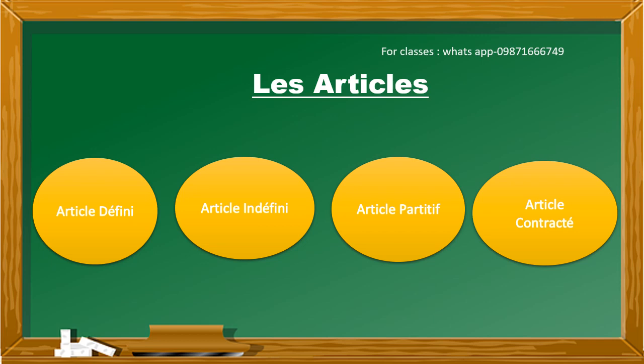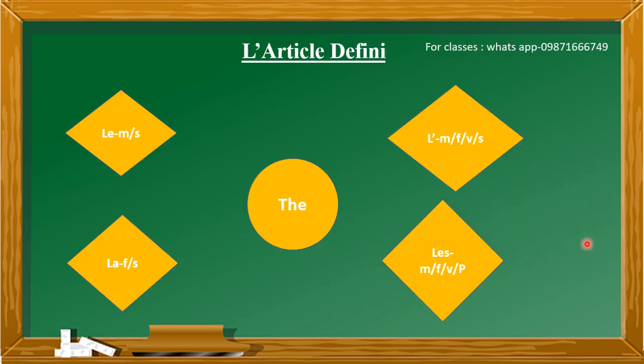Here I will teach you the articles of French grammar. In French grammar, there are four types of articles: article definite, article indefinite, article partitive, and the last one is article contractive. Here I have defined article definite. There are four types of article definite in French grammar, but in English we have only one article, that is the.